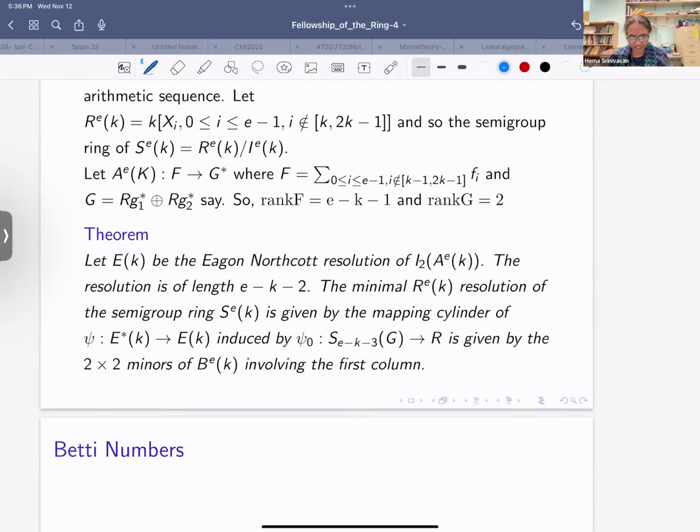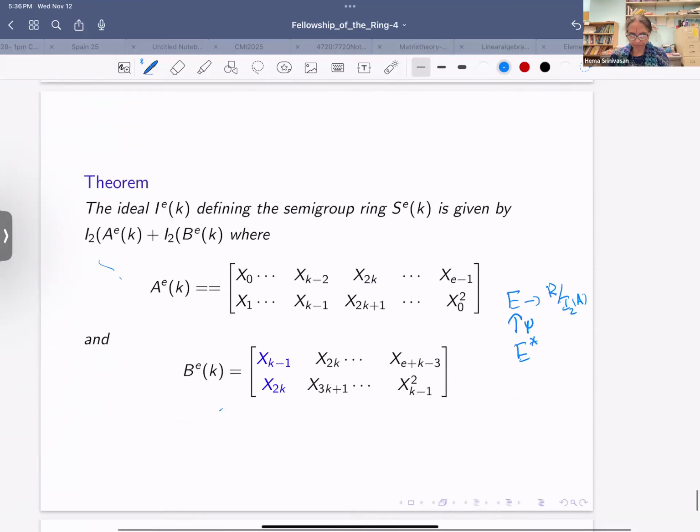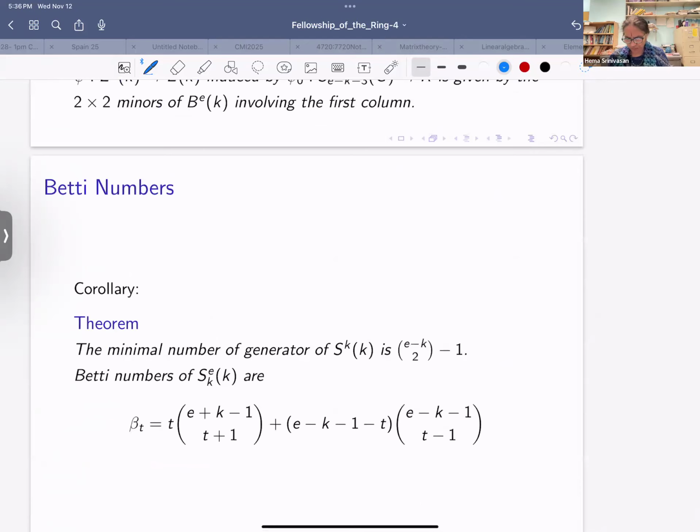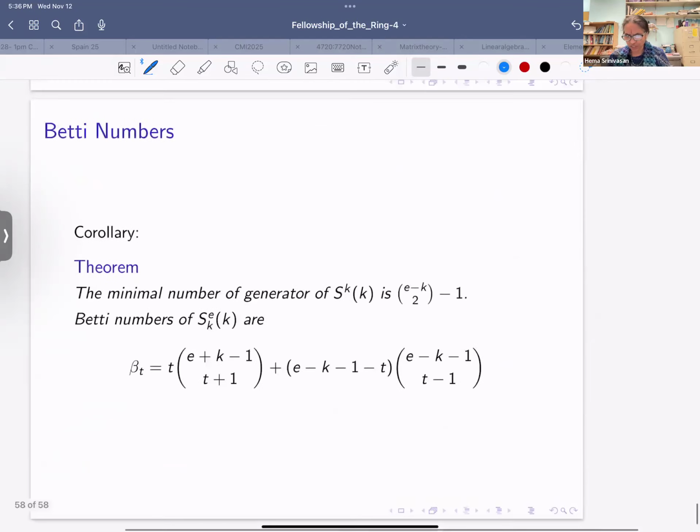And then I just take the mapping cylinder. It is going to be symmetric because it's going from E star to E. And that is the resolution of my Gorenstein ideal, I e of k. So you can compute the Betti numbers since you know the resolution. And I will end with showing that there is also another expression of these Betti numbers. We have one expression in binomial coefficients. You can simplify to get some other expression that looks perhaps a little better.